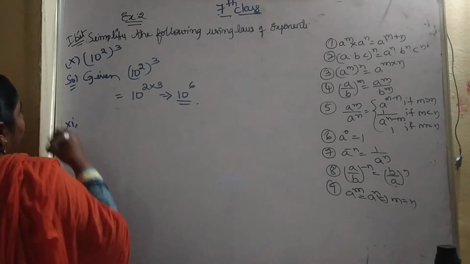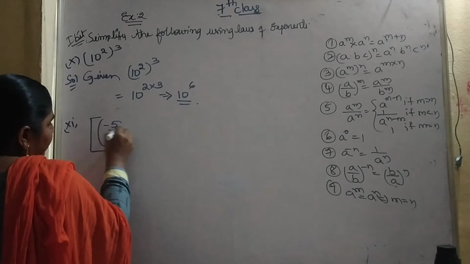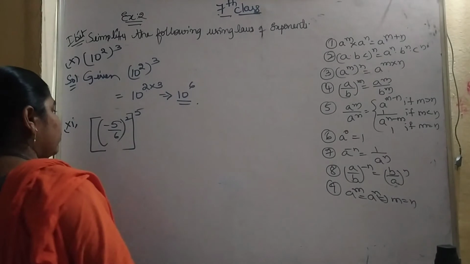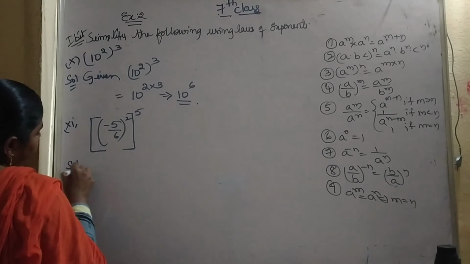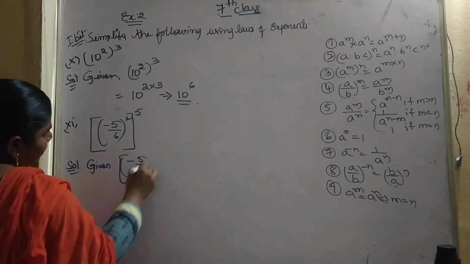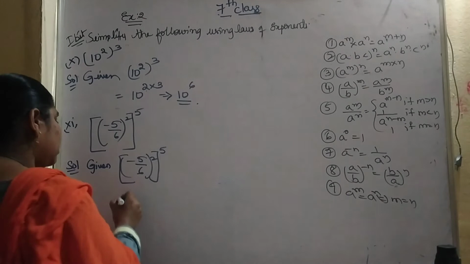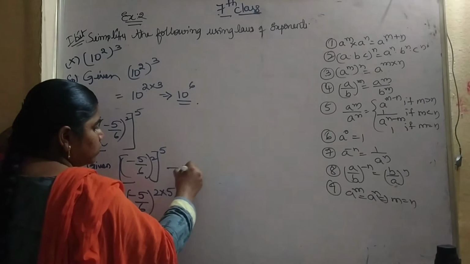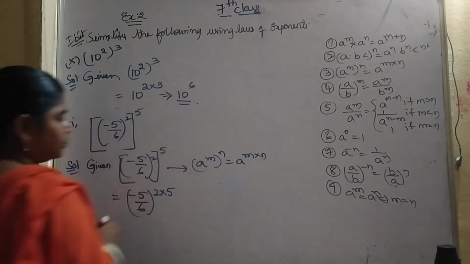Next, the 11th one, that is minus 5 by 6 whole square whole power 5. Again we are applying the third law only, because two powers are there here. Given minus 5 by 6 whole square whole power 5, we have to multiply the powers. So minus 5 by 6 to the power 2 into 5, because I am applying a power m whole power n, that is a power m into n.